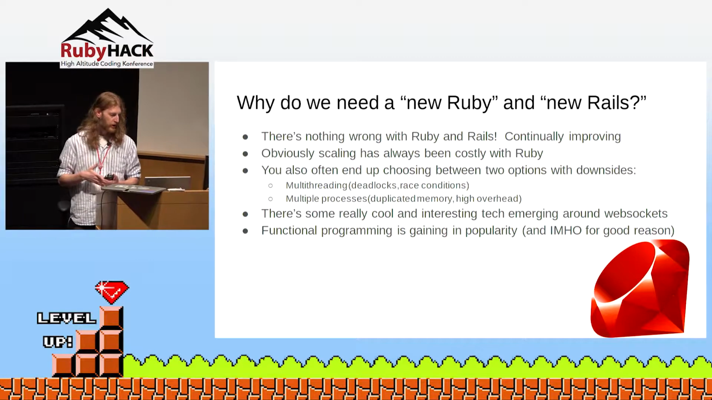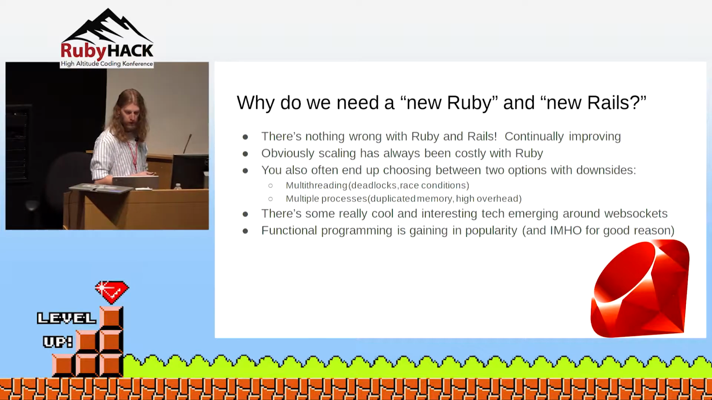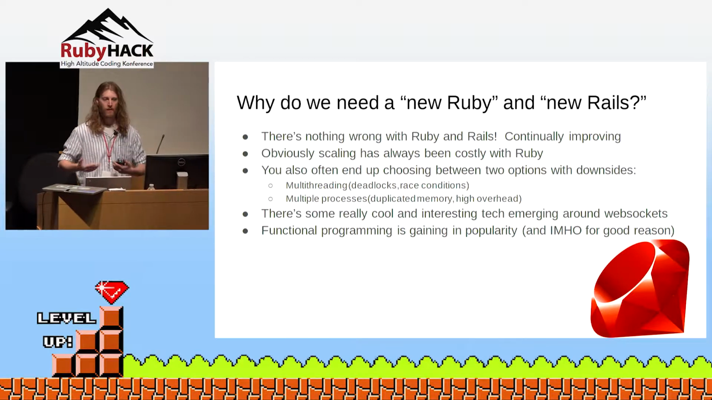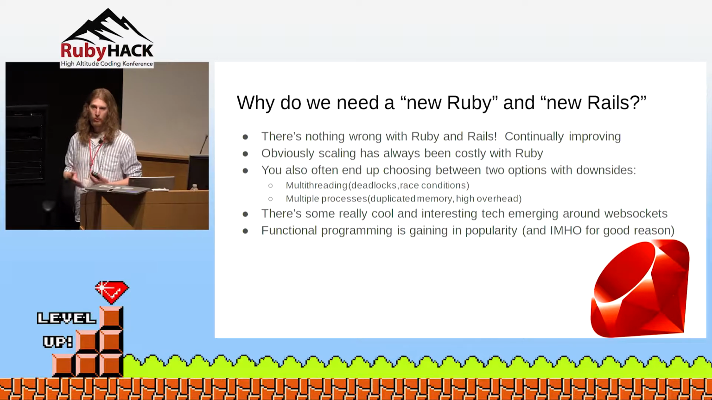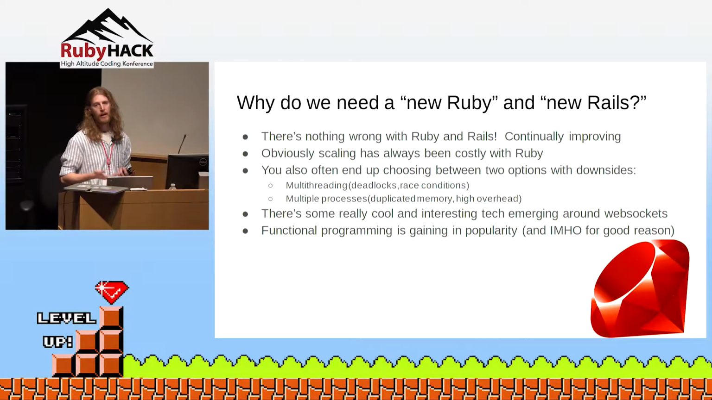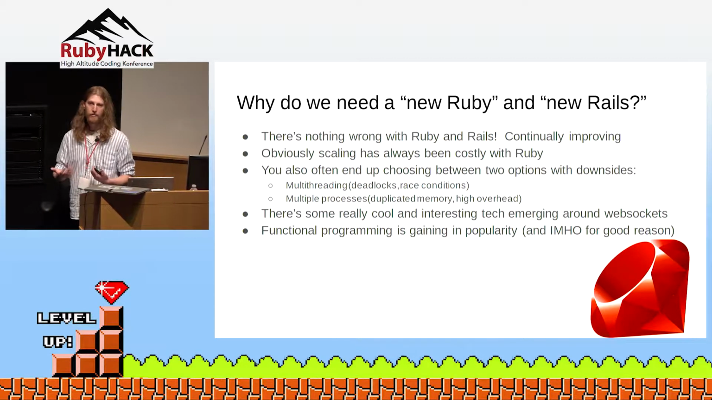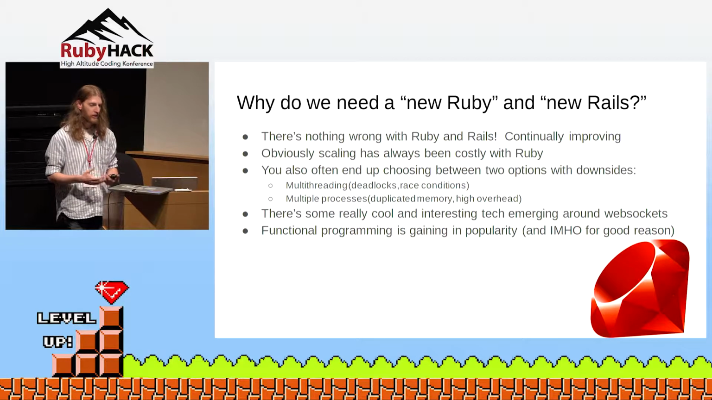With Ruby, when you're trying to scale horizontally, or at all really, you also end up choosing between essentially multi-threading or multi-process. And for true horizontal scalability, you have to be multi-process, and for any high availability, you do as well. But both of those have downsides. Like multi-threading is notoriously difficult.